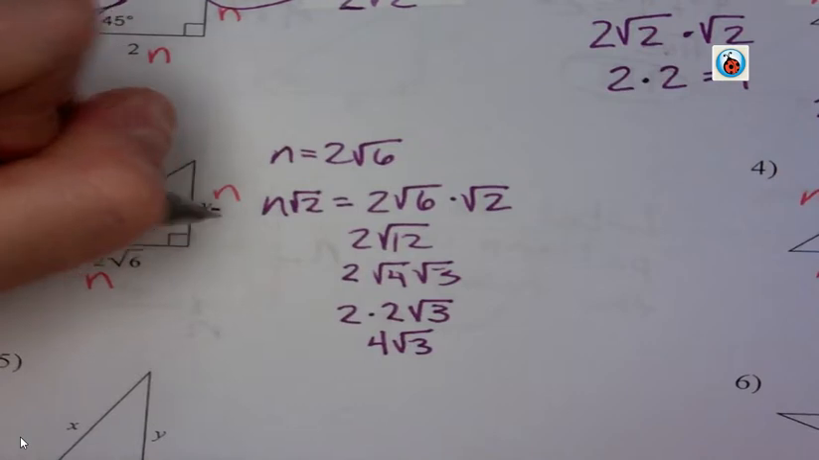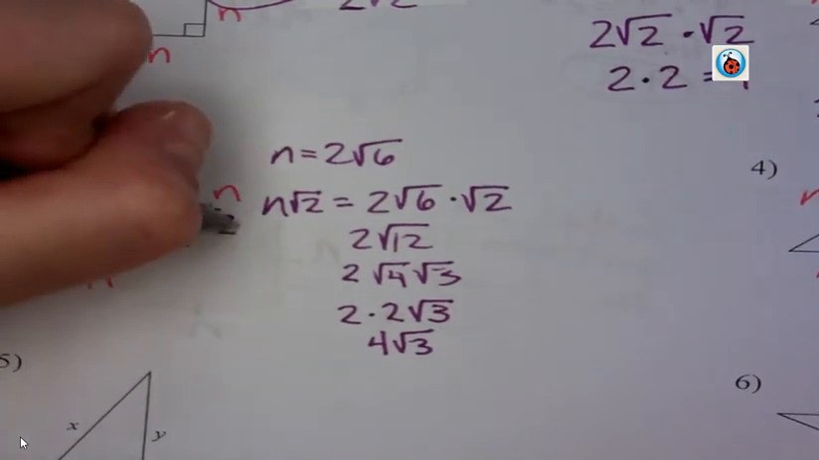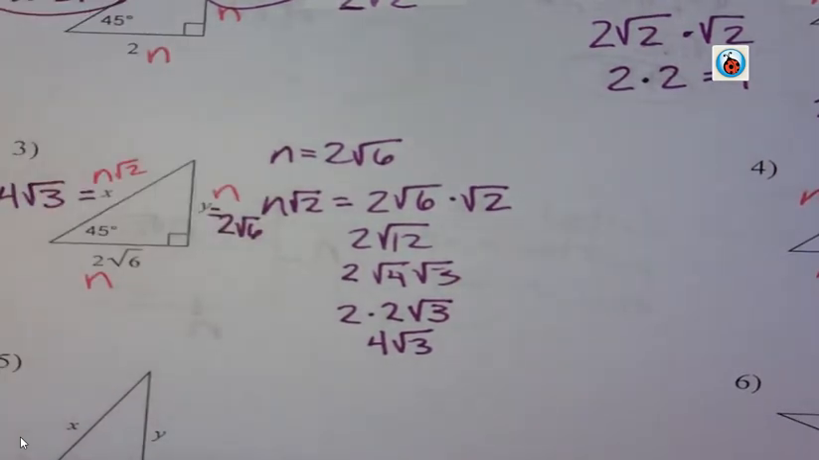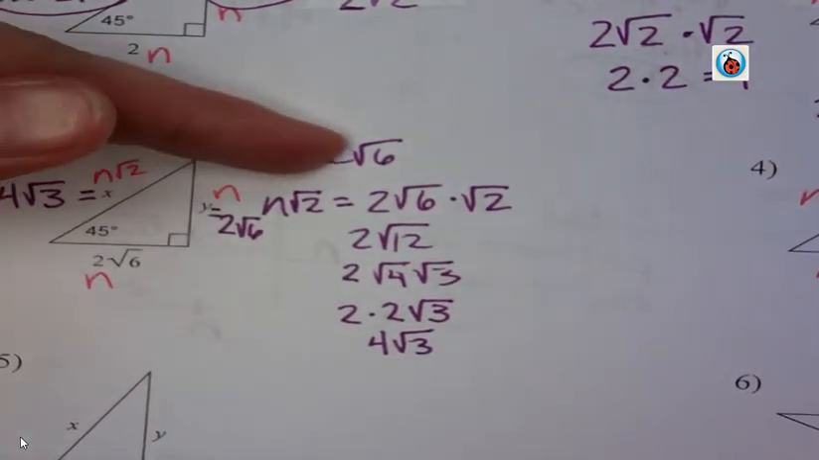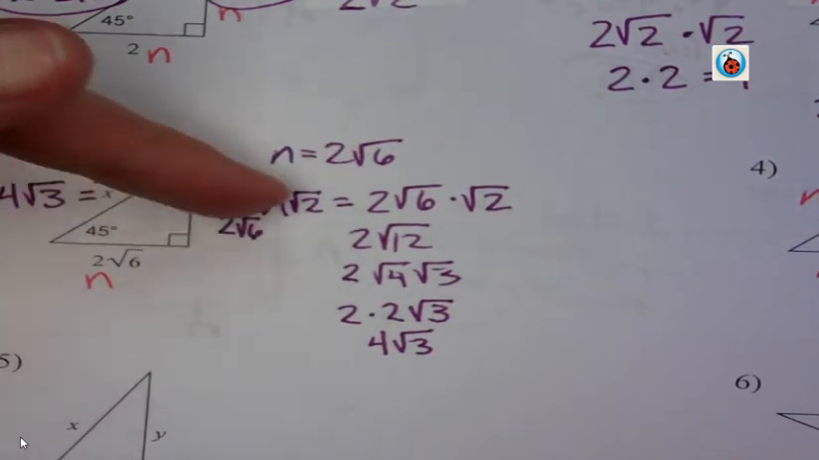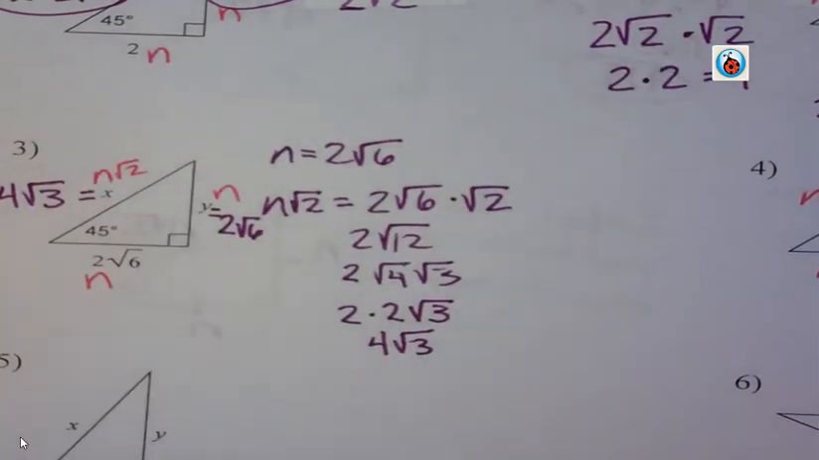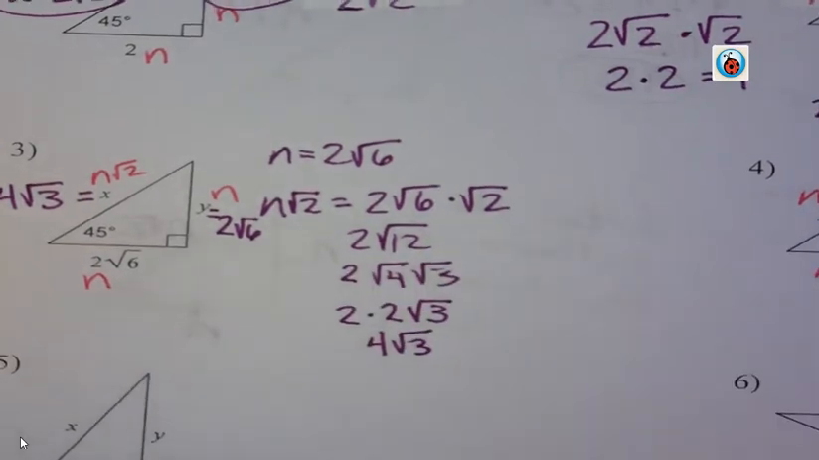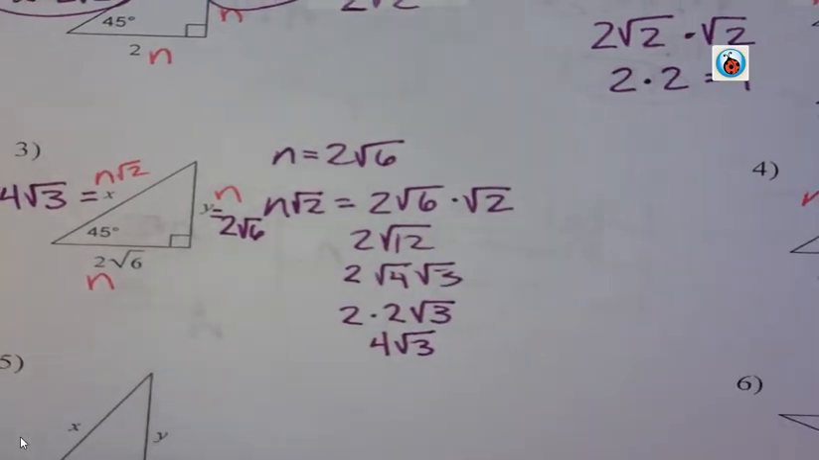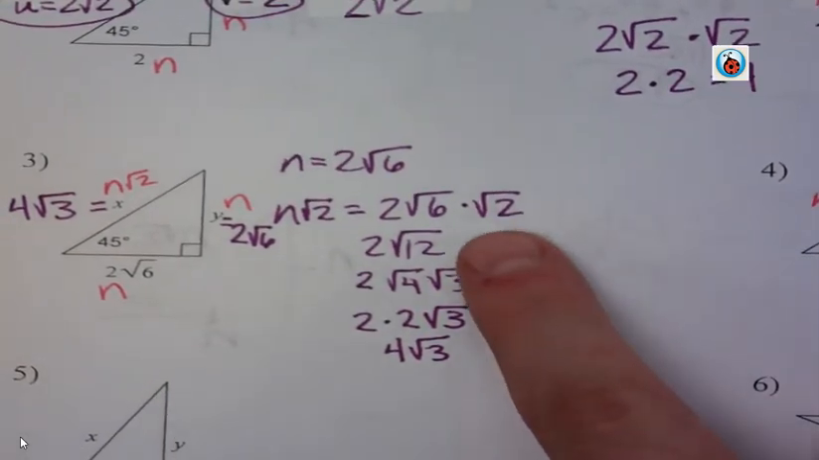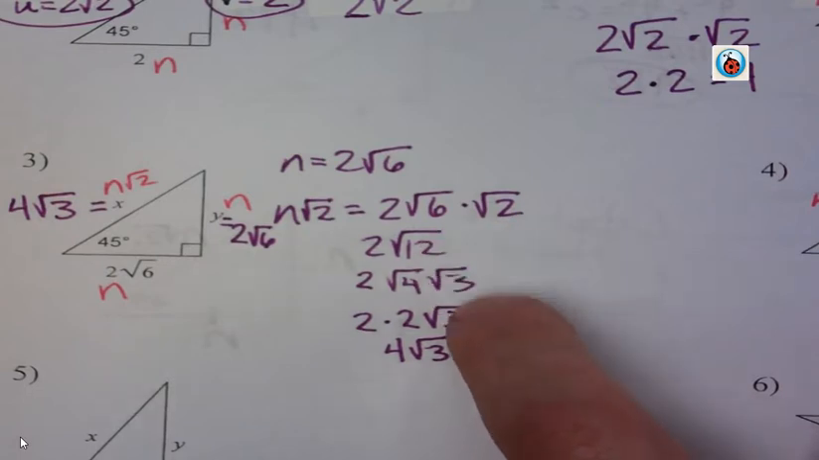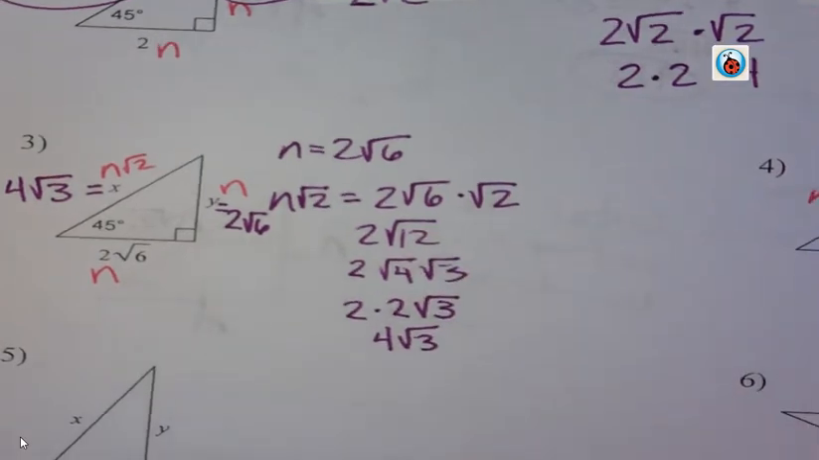And then y is just going to be the same as this, 2 root 6. It's the same process as we did before. So our n is 2 root 6. Boom, there it is. And our n root 2 is just whatever you have for n times the square root of 2. That's all you're doing. And then it ends up being quite a few steps. But if you can skip any of these steps, if you can see that the square root of 12 goes directly to 2 root 3, go for it.